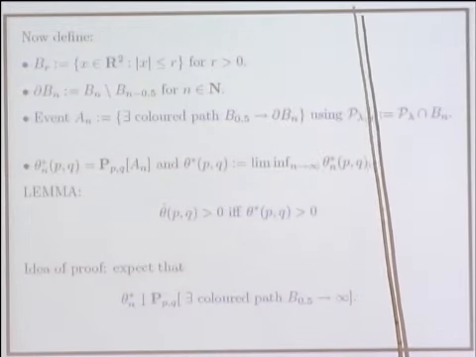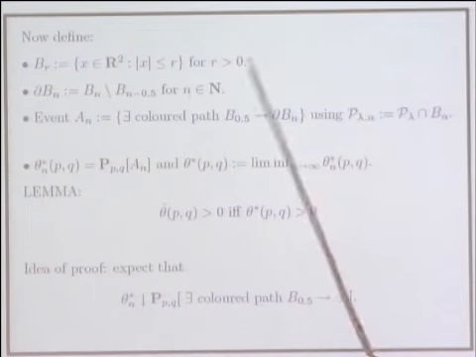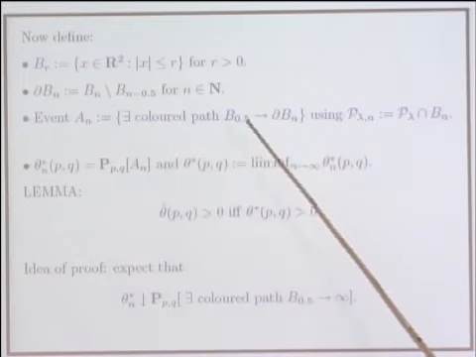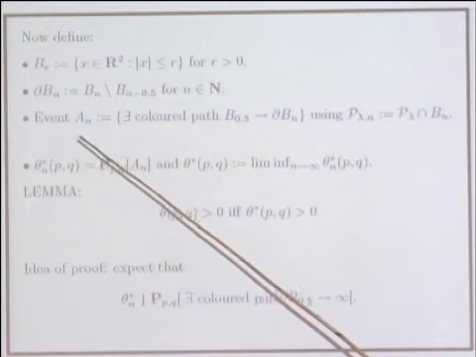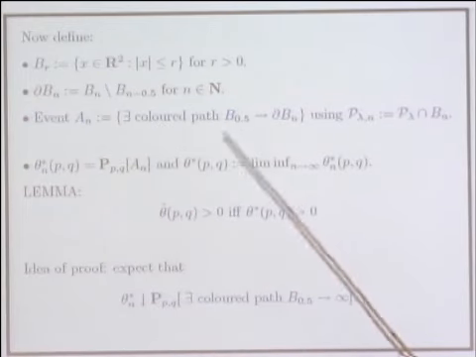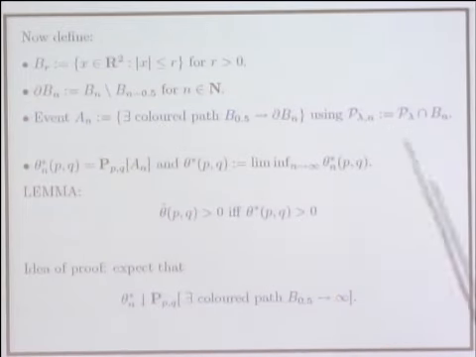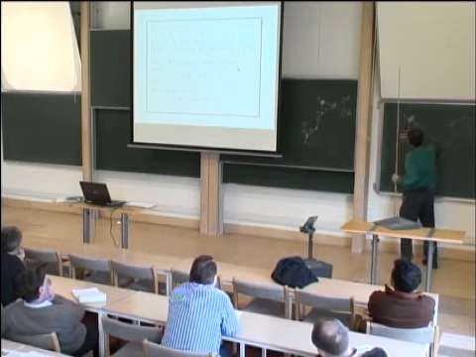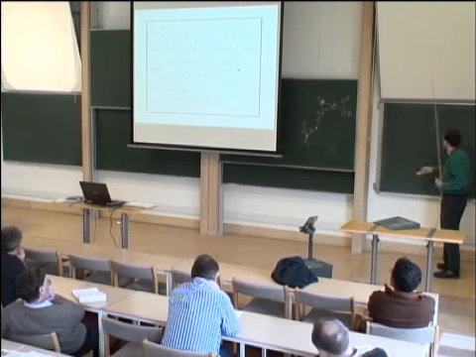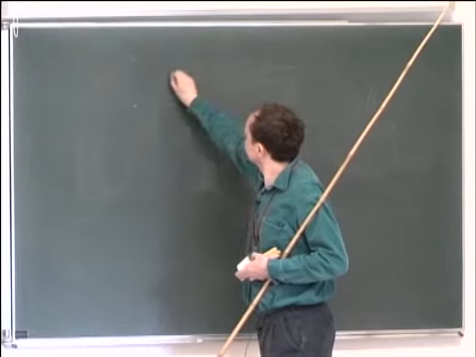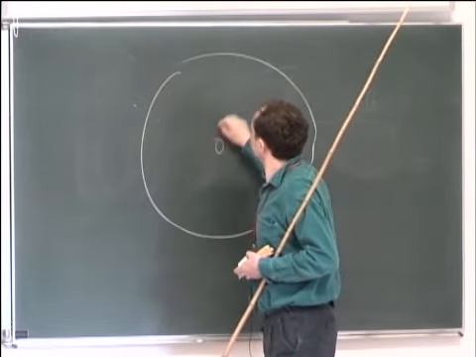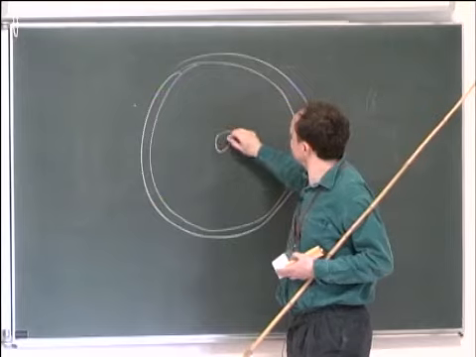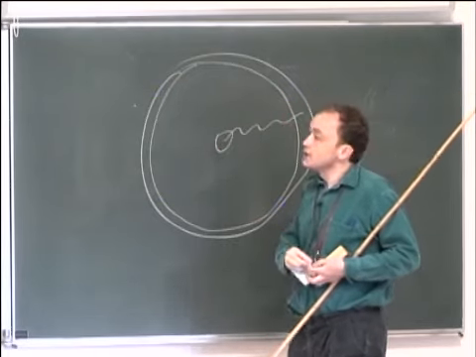Thickness has to be half, not 1, for technical reasons I might mention later, but that's a bit of a technicality. And we're going to have also a ball of radius a half, rather than 1, in the middle, and I'll say that A_n is the event that you can get a coloured path from the middle of this large ball of radius n to the boundary.